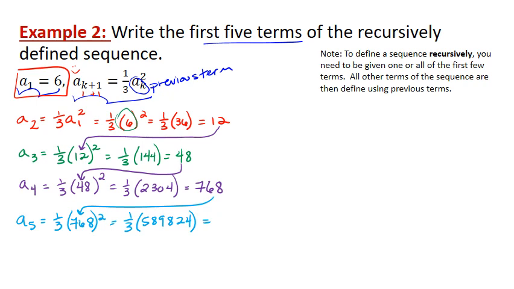Okay, so when I multiply that by 1/3, I get 196,608. So I found the first 5 terms of this recursively defined sequence. And if I wanted to list them out, I could certainly do so.